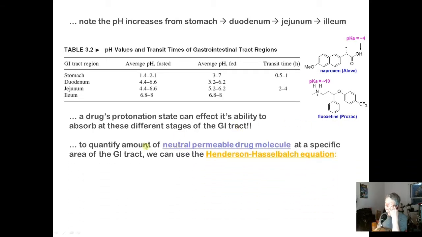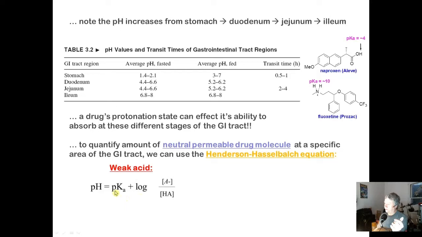And if we want to quantify the amount of neutral, permeable drug molecule at a specific area of the GI tract, or at a specific pH, we would use the Henderson-Hasselbalch equation. You might have learned this, probably in Gen Chem. There are two forms that we use. One is if you have a weak acid, like naproxen with a carboxylic acid, pKa is 4. So pKa would go in here, and the pH would be set to maybe 2 or something like that.